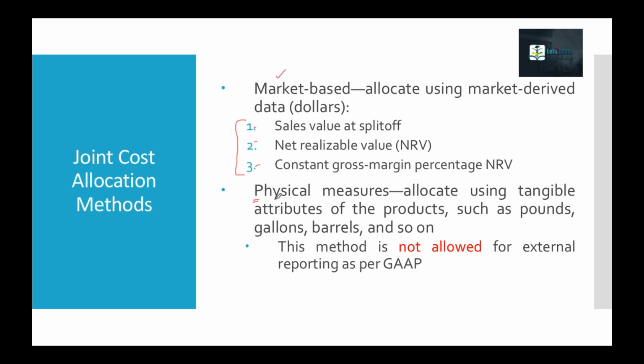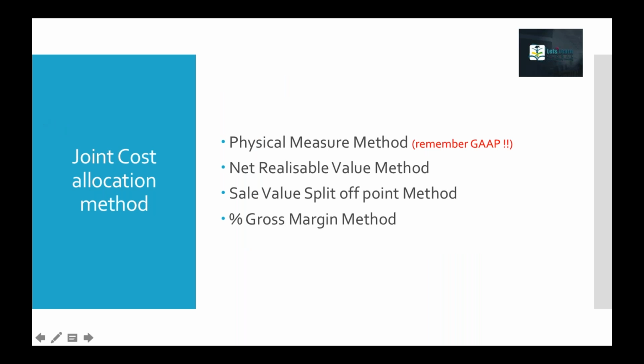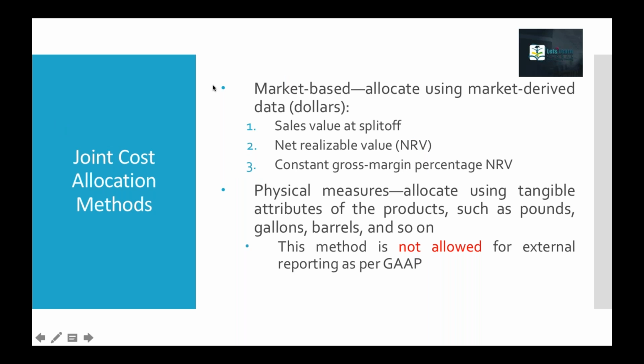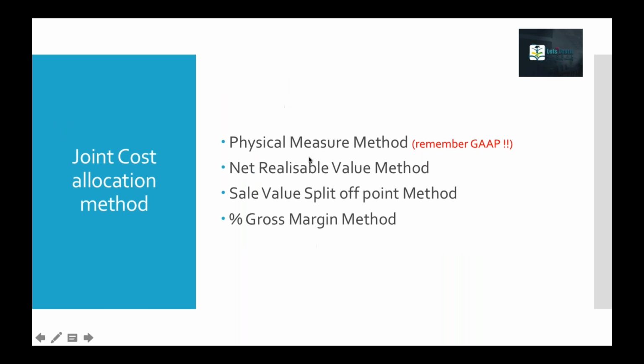The market based methods are based on dollar amounts. The physical quantity method is not a dollar amount: kgs, liters, meters, gallons, barrels, etc. And one important point about the physical quantity method is that it is not allowed as per GAAP for external reporting purposes. Internal reporting purposes we can use it, along with NRV, sales value at split off point method, and percentage gross margin method.